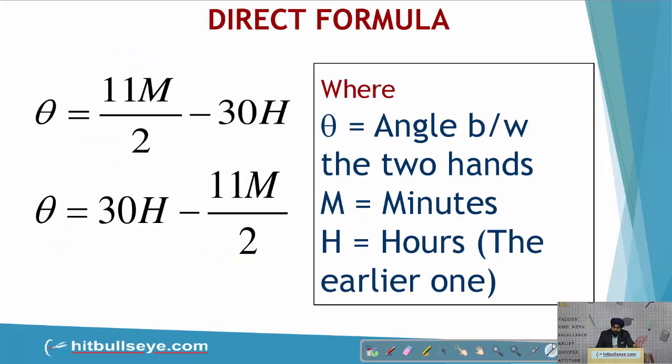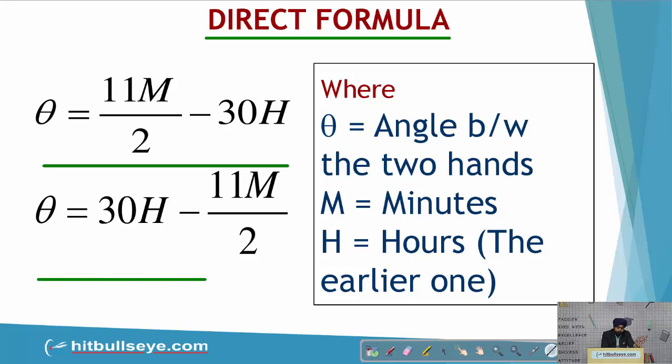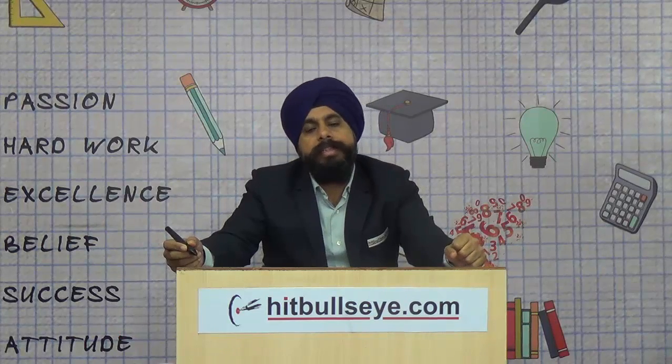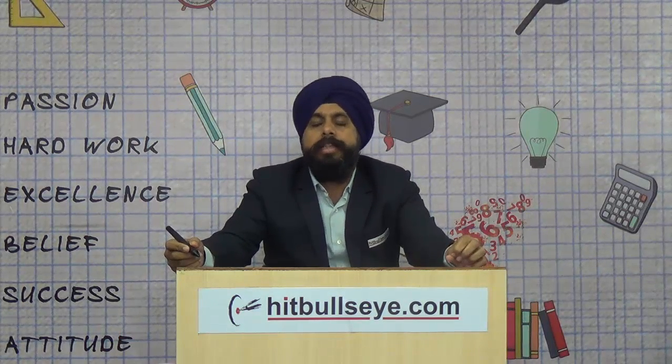Now students, here is a direct formula which some of you may prefer, people who don't like to work in terms of concept. You can find the angle between the two hands by applying this formula or this formula. Now the point that comes to your mind is, why two formulas? Firstly, let me clear this. Theta tells us the angle made between the two hands. M is after how many minutes and H is how many hours. And mind it, we will always take the earlier hour here. If you want to know between 7 and 8, H will always be taken as 7.